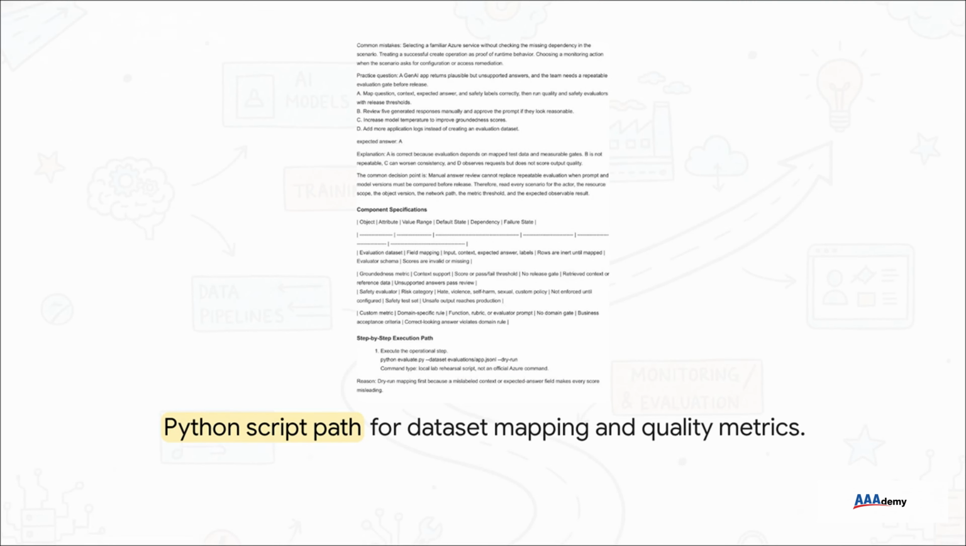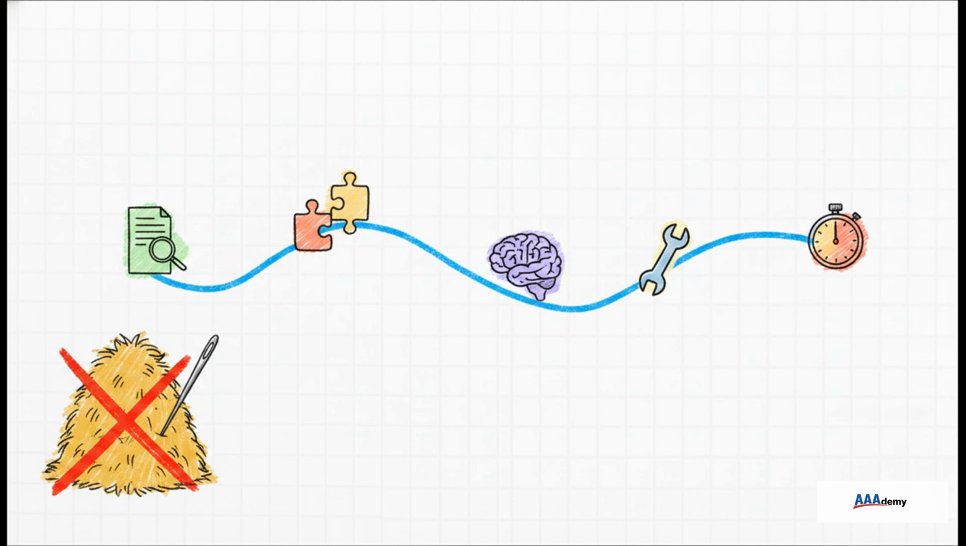To cut through that illusion, you execute local dry runs with Python scripts to map your expected answer fields before you run any quality metrics. Think about it. If your context or expected answer fields are mislabeled in your dataset, every single score your pipeline generates is going to be misleading. You map the data properly, and then you run strict groundedness, relevance, coherence, and fluency metrics to create a truly repeatable evaluation gate. But how do you actually troubleshoot an issue once it's live?